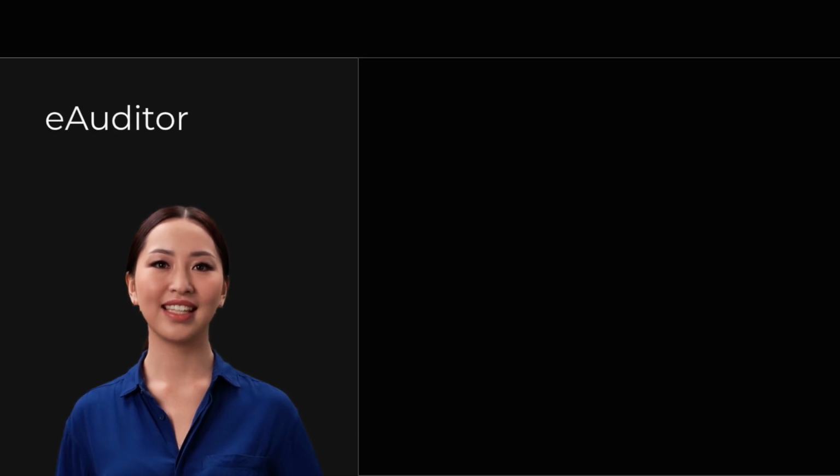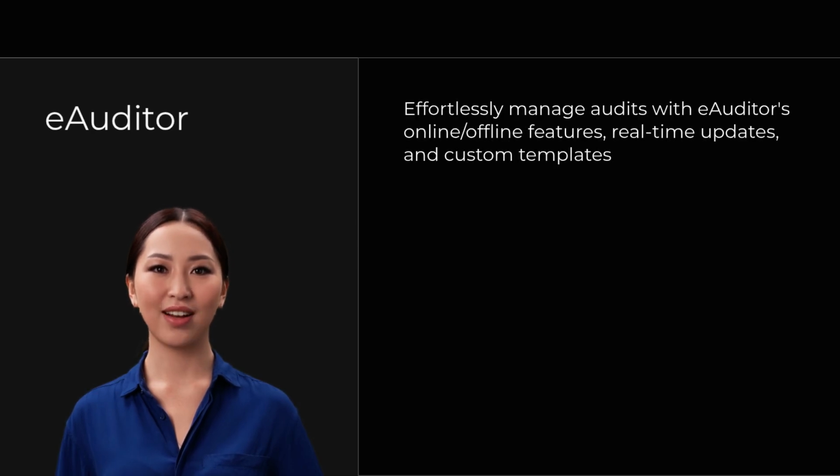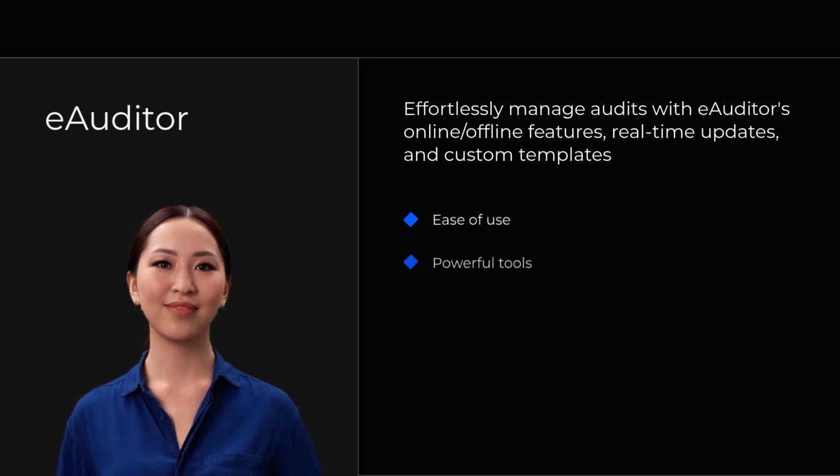eAuditor leads the list with ease of use and powerful features. It functions both online and offline, ideal for factories. Teams can create custom checklists and generate reports instantly. Managers receive real-time updates for quick action. Build tailored audit templates for any workflow.